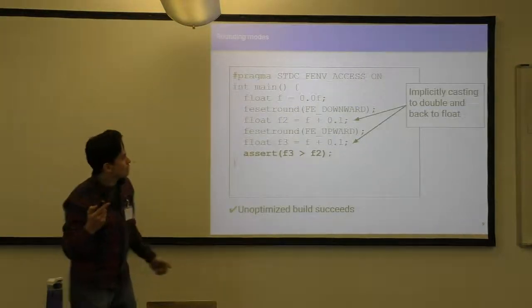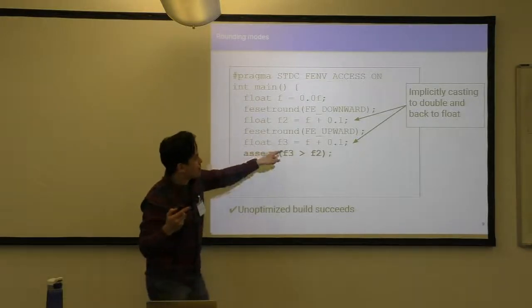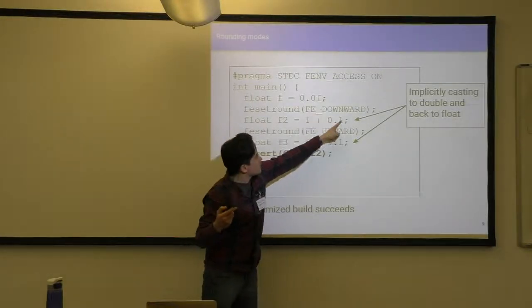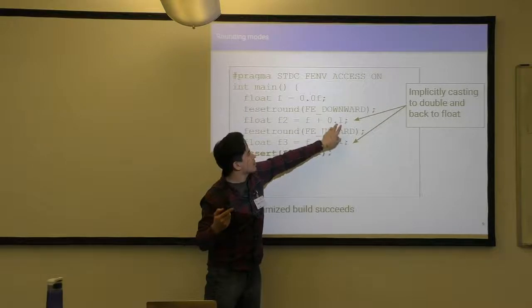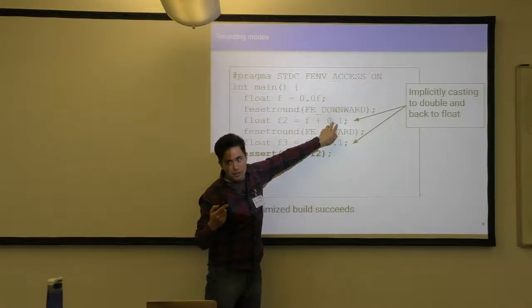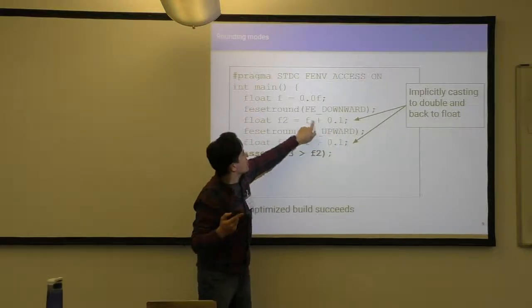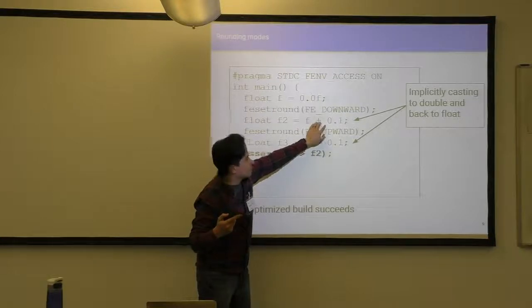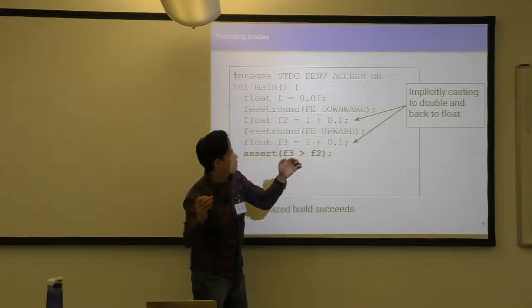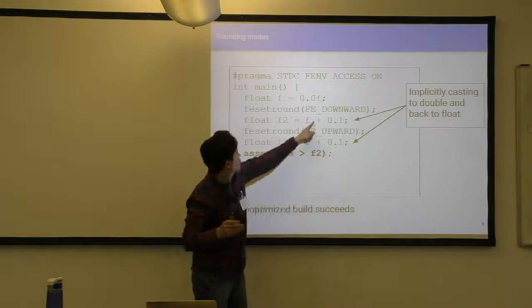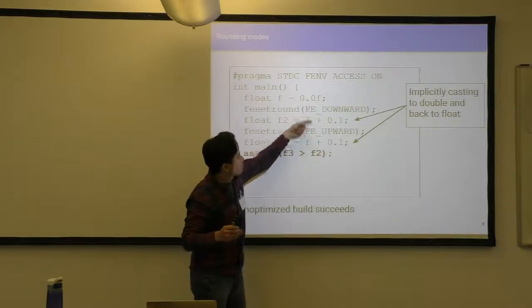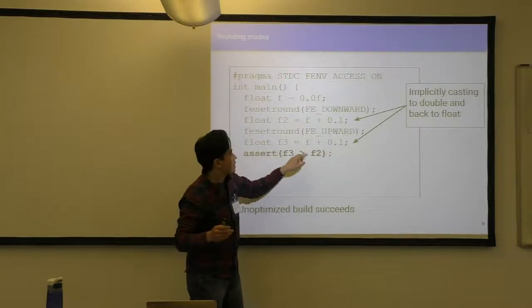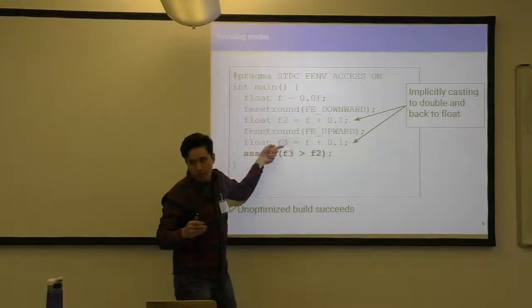The reason you can get a difference here is because if you notice, there's no f in front of this, which means this is a double constant, not a float constant. So when you do this addition here, you implicitly convert to double, so you get more precision, and then you immediately drop back down again once you assign it to f. And because the rounding modes are different, it allows you to have slightly different values for f2 and f3.